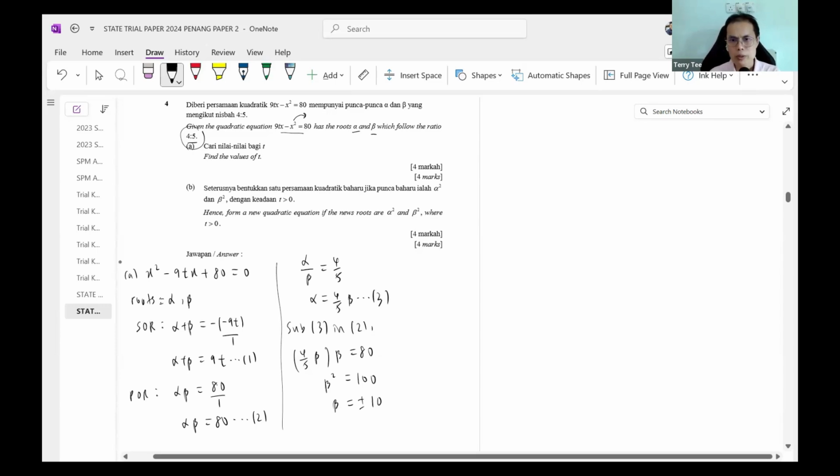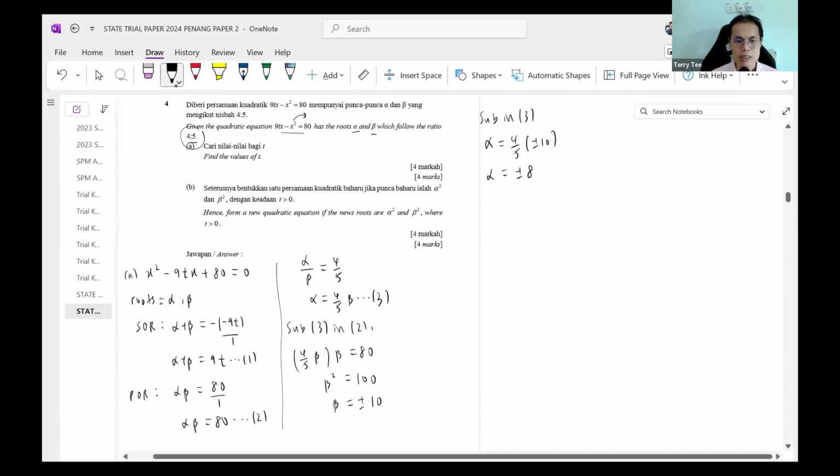Now, we don't know whether the roots are positive or negative. The question didn't mention. So that's why we have to take both plus minus 10. And from here on, we can sub inside equation number 3, find your alpha. Your alpha will be 4 over 5 of plus minus 10. Plus minus 8. Yeah, 5 you cancel with 10, left with 2, 4 times 2, you get 8. So I'm going to write in this form first, because you don't really define what is alpha, beta.